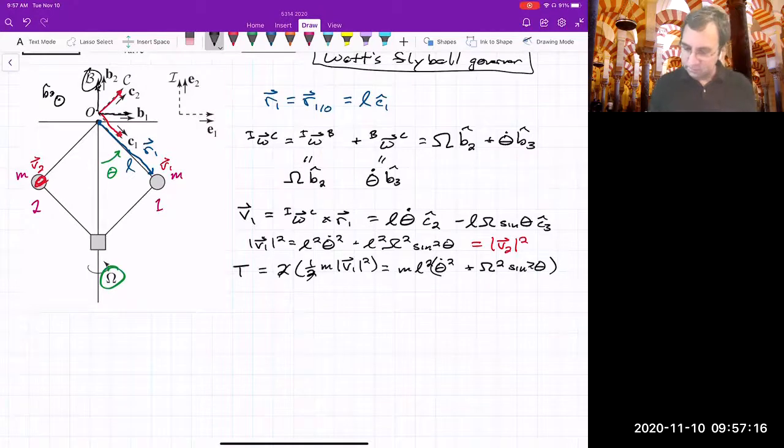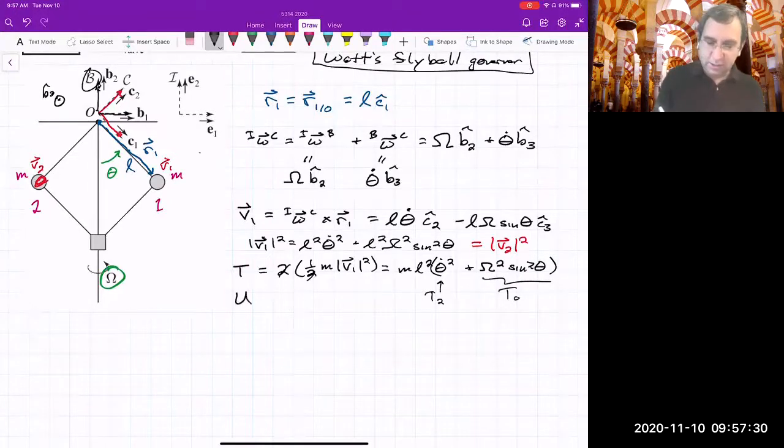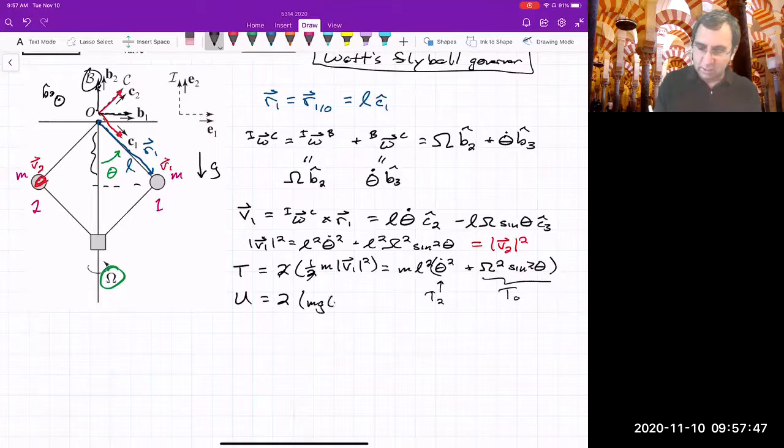And actually these group pretty nicely. We've got terms that are quadratic, so that would be related to T2. And what about this term, T0? The potential energy is due to gravity. Gravity affects both of these. So it's going to be twice the, we'll write down the height with respect to this point O. And that is, so we have mg minus L cosine theta.